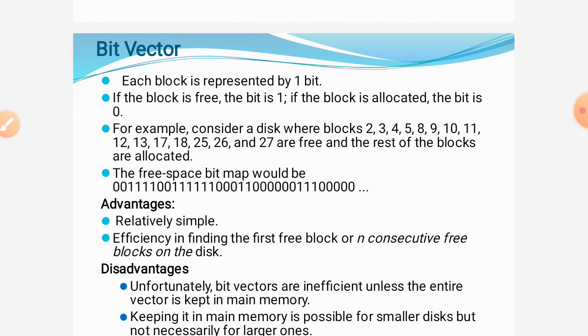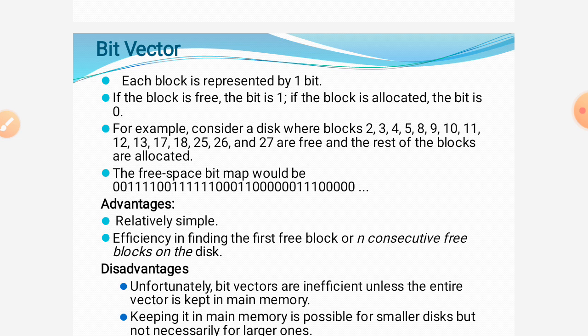So here the first non-zero word is scanned for the first 1 bit, which is the location of the first free block. Here it is in the second block, not the second block, third block. The main advantage of this approach is its relative simplicity, and its efficiency in finding the first free block or n consecutive free blocks on the disk.